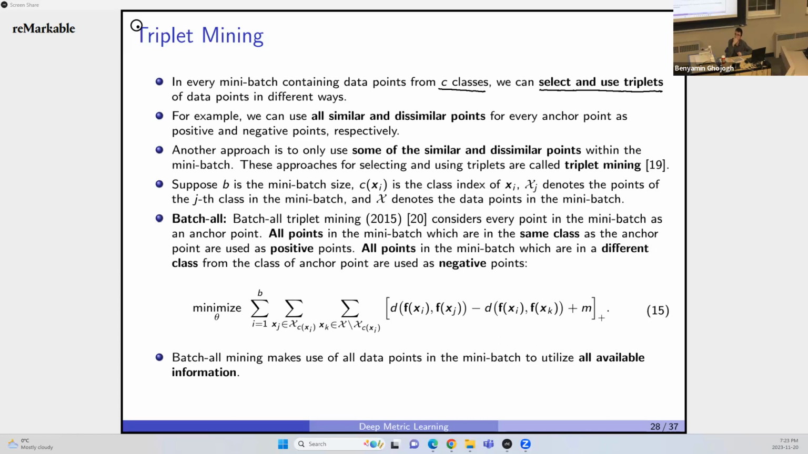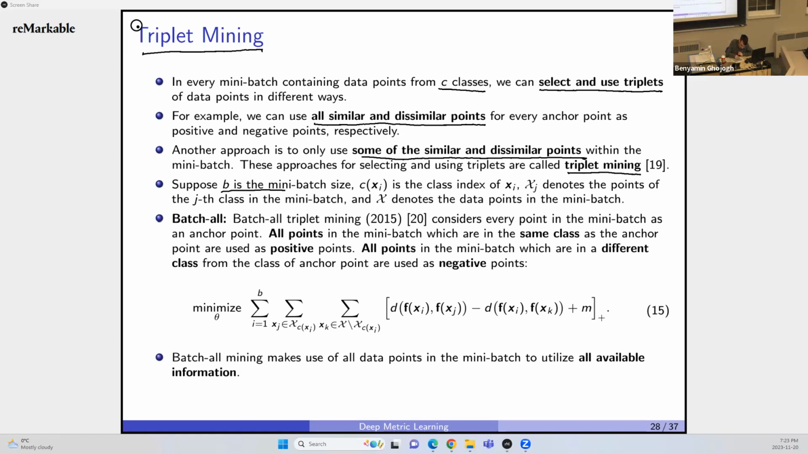However, who says that we should always do it randomly? We can also choose the triplets wisely, right? And this is called triplet mining. For example, all similar and dissimilar points, we can take all of them. So all possible triplets, that's also one possibility. Another approach is that we use some of the similar and dissimilar points, and that's called triplet mining, as I said. So there are several techniques.